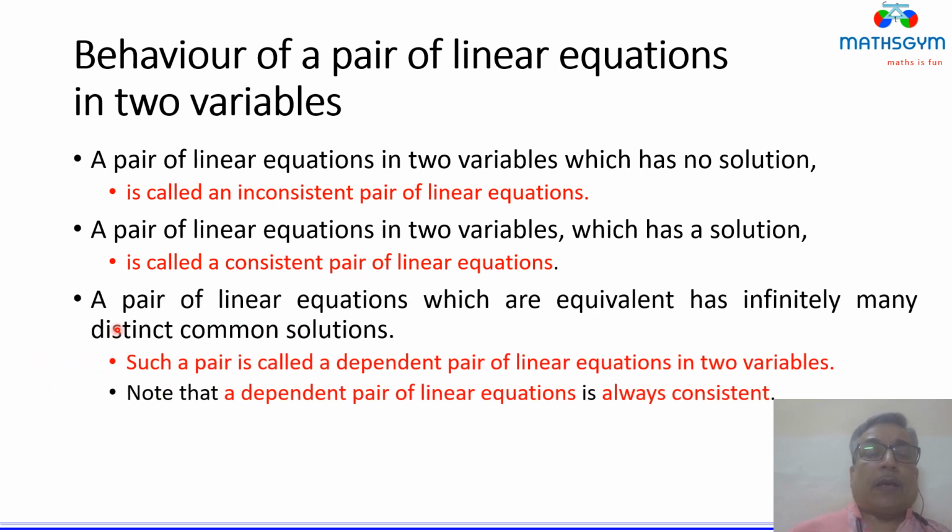There could be a pair of linear equations which has infinitely many distinct common solutions. Infinitely many distinct common solutions. What kind of lines could be like this? They are going to be coinciding lines, and such a pair is known as a dependent pair of linear equations. Of course, it has multiple solutions, so they are also called consistent. So we can conclude that dependent pairs of linear equations are always consistent.